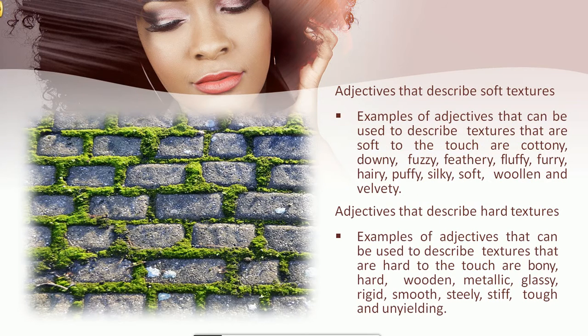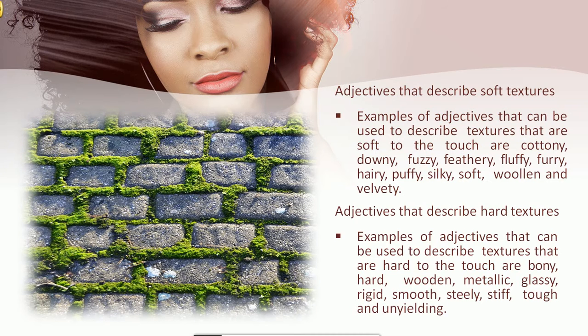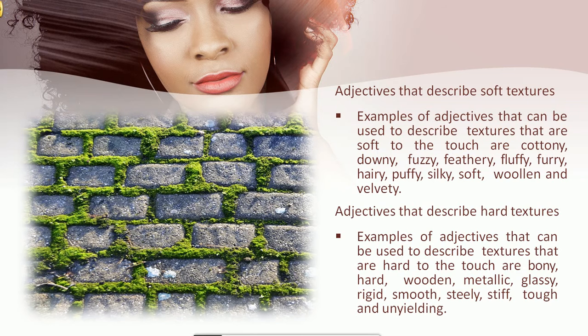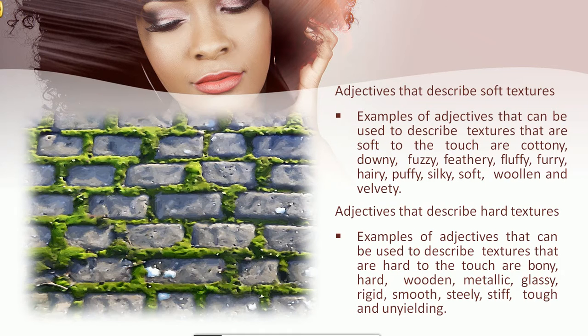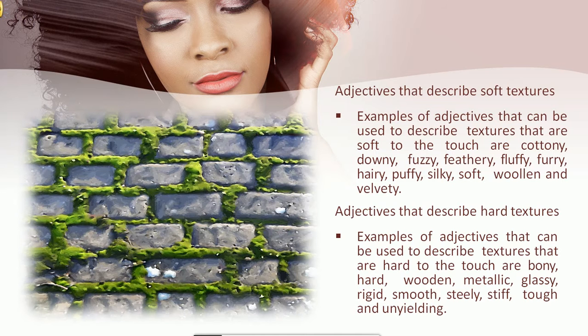Examples of adjectives that can be used to describe textures that are soft to the touch are cottony, downy, fuzzy, feathery, fluffy, furry, hairy, puffy, silky, soft, woolen and velvety.